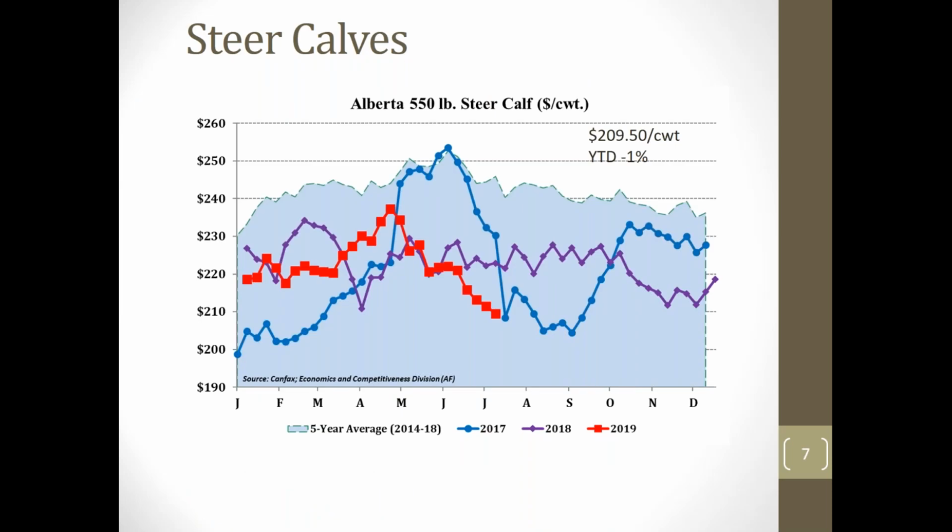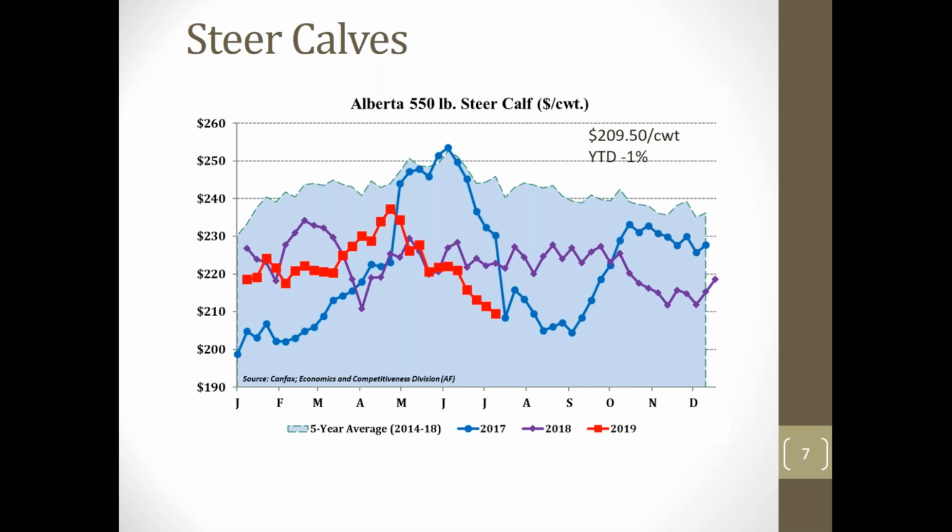So if we look at some of the markets here, you can see on the steer calves here in Alberta for a 550-pound steer calf, last week we were at $209.50 a hundredweight. That's about $1,150 a head. Year to date, prices have been fairly steady, give or take. The last 5-6 weeks here, we've seen prices come down, but year to date, we've been averaging about $223 a hundredweight. That's only down about 1% from 2018. And we're down about 9% from the 5-year average on that one.